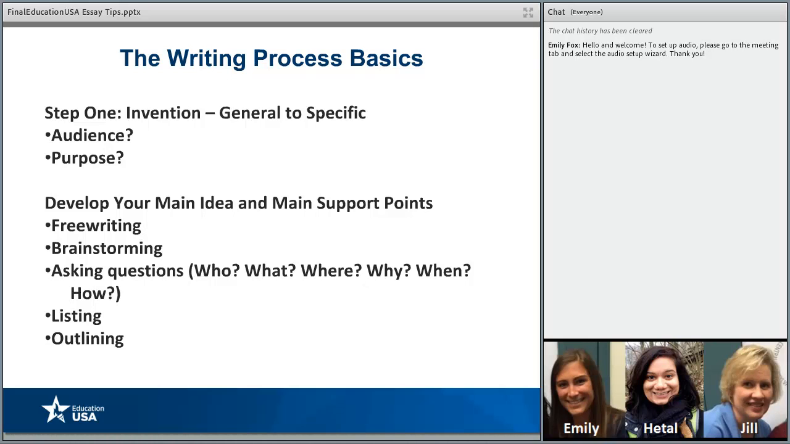And then we want to develop our main idea. So now that I know the topic, cell phones, for instance, and I know who my audience is, now I want to really refine that topic. And I can do that in a lot of different ways. I'm just mentioning these invention strategies here, and there's a lot of great resources on the internet. So if you want more information on free writing, on brainstorming, listing, outlining, there's so much available for free online.